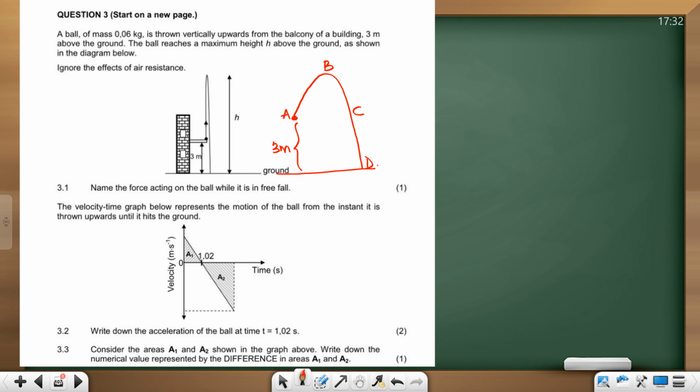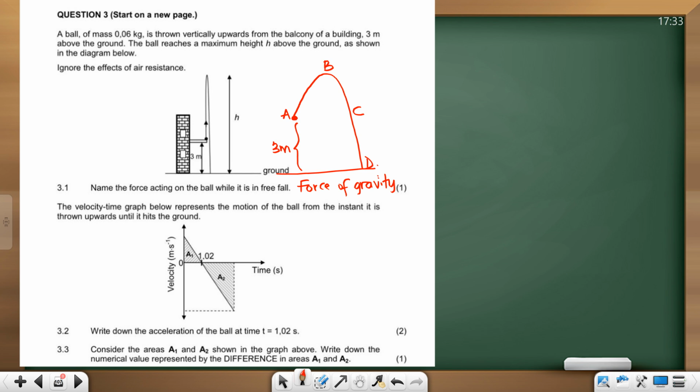Name the force acting on the ball while it's in the air. Please don't write the force of gravity, just write gravity. The velocity time graph below represents the motion of the ball from the instant it is thrown up until it hits the ground. Beautiful. Write down the acceleration of the ball.